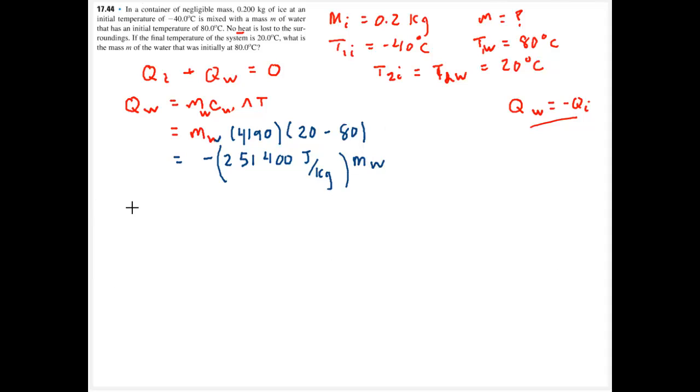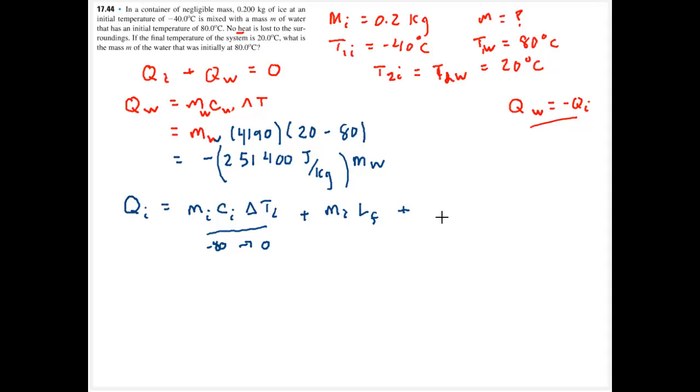Now the ice is just a little bit more complicated, but essentially it's going to take some energy to take that ice and raise it up to the temperature at which it melts. So that's going to be the mass of the ice, the specific heat of ice, and then the change in temperature of the ice, keeping in mind this is just going from the initial temperature, negative 40, all the way up to 0 degrees. At 0 degrees, the ice is going to melt, and it's going to undergo the latent heat of fusion that I talked about.